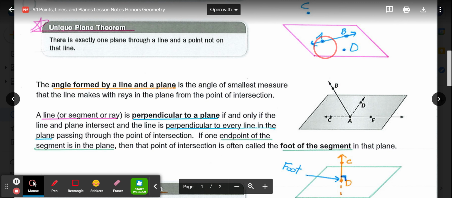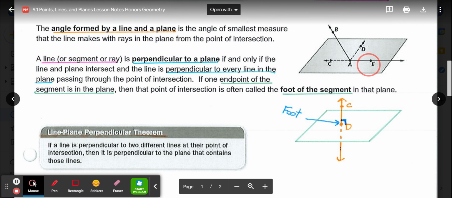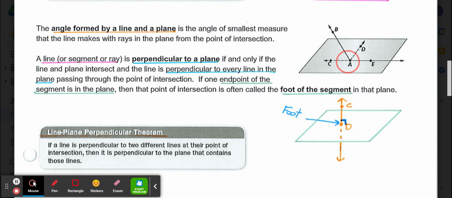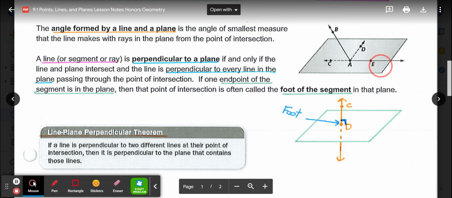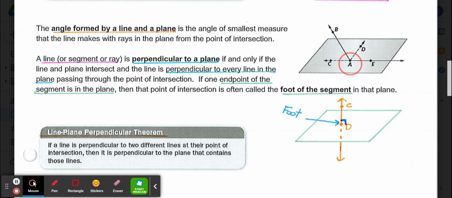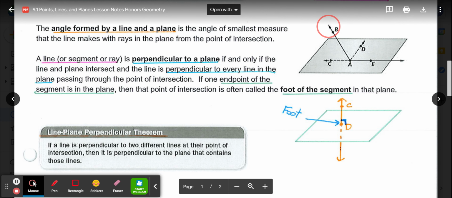Then we start to get into more of this three-dimensional idea. The angle formed by a line and a plane is the angle of the smallest measure that the line makes with the rays in the plane from the point of intersection. So if we're looking at line AB here, the angle formed by a line and a plane is the angle of the smallest measure that the line makes with the rays in the plane. The rays in the plane would be ray AC, AD, and AE, and A is that point of intersection. So whichever one of those angles is the smallest angle from BAC, BAD, or BAE would be the angle formed by the line and the plane. We pick the smallest one.